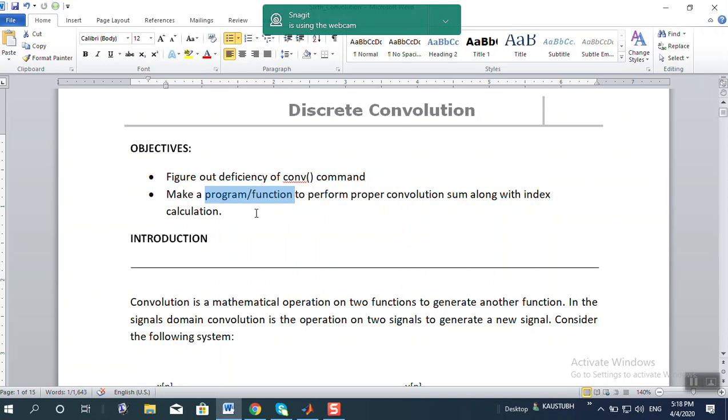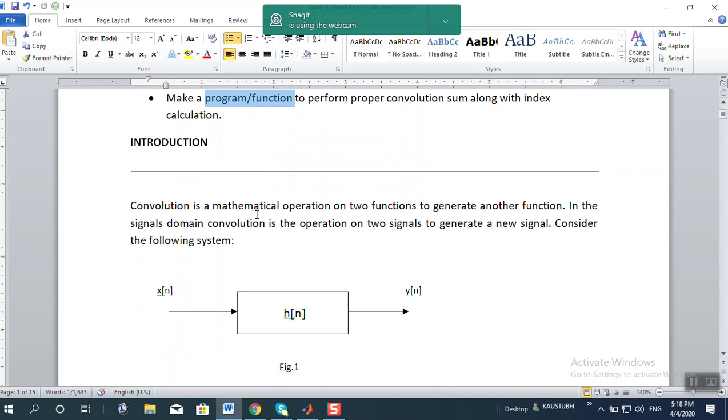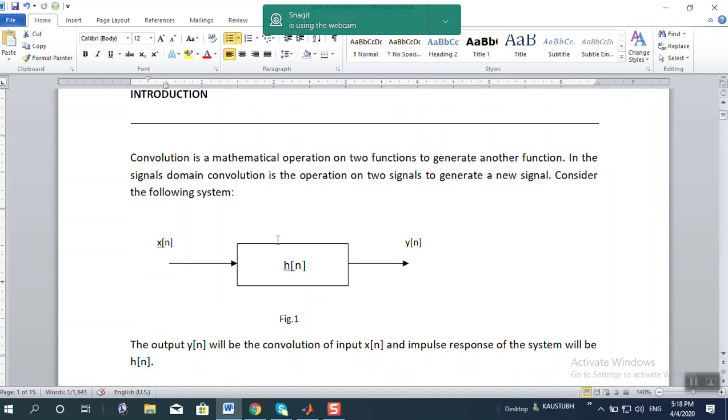Index means time index. Now, convolution, as you know, briefly, is the mathematical operation on two functions or two discrete time signals to generate a third one. In the time domain, convolution is the operation on two signals to generate a new signal. That is basically to get the response of an LTI system. Suppose an LTI system with the known impulse response h of n.